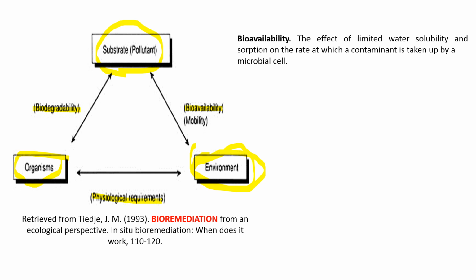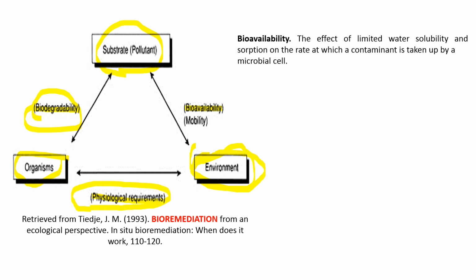And of course, we have discussed what biodegradation is. So how far can an organism biodegrade this particular pollutant? Can it completely mineralize it to carbon dioxide, or can it partially hydrolyze it? So that is the biodegradability or biodegradable capacity of an organism and the biodegradability of a pollutant. And the physiological requirements, we already know.